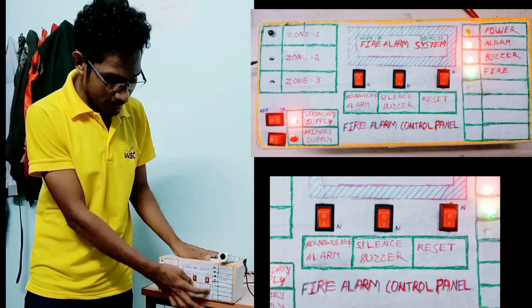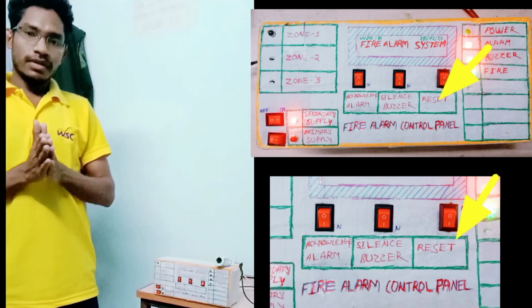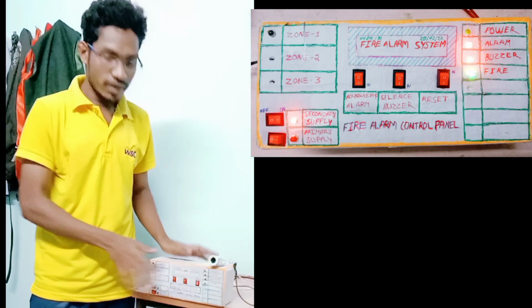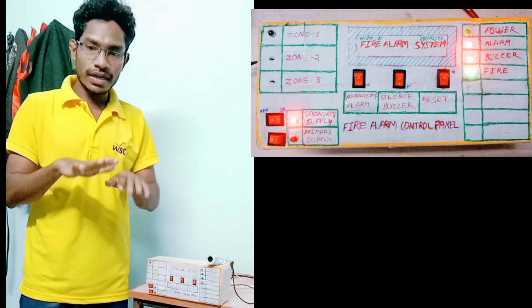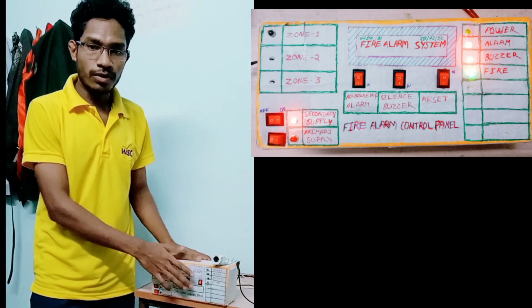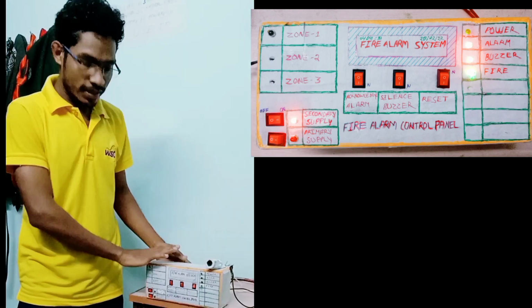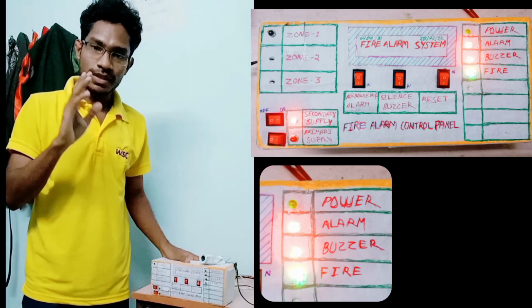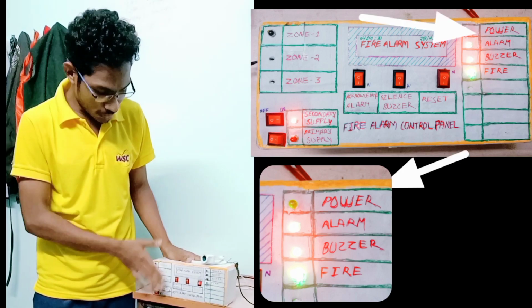Then there is the reset button. What happens when your fire is extinguished? When your fire is extinguished or cleared, you can use the reset button. This resets all the circuits. Then there is the power indication, secondary power and primary power, also on the panel.